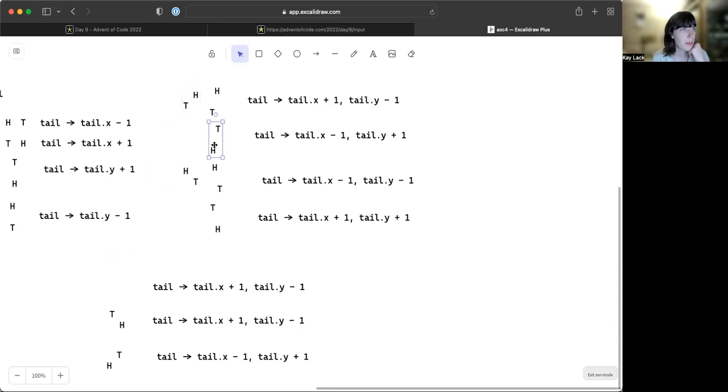That goes here. This is actually plus 1. And it goes here. And this one must be here. Yeah.